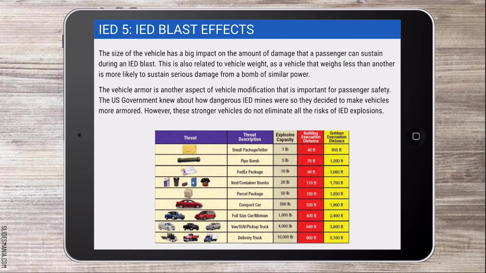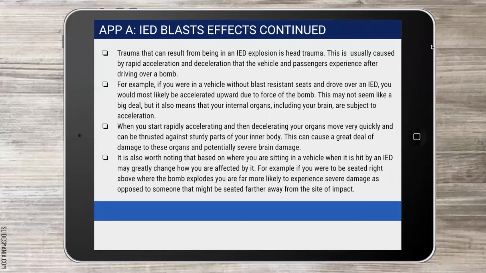safe. Like mentioned earlier, the military has developed a MIL-STD-1472G to help prevent head trauma that has occurred during IED explosions. The head trauma usually happens because of the rapid acceleration and deceleration that the vehicle and passengers within experience after driving over a bomb.